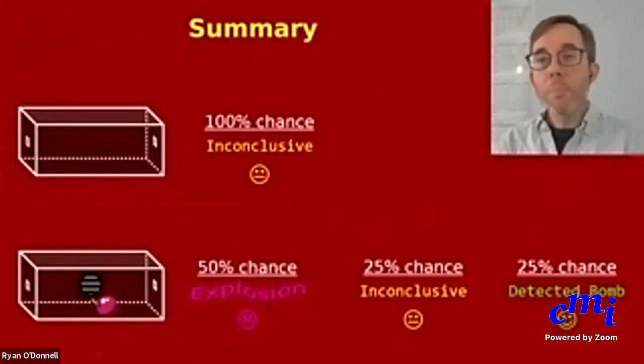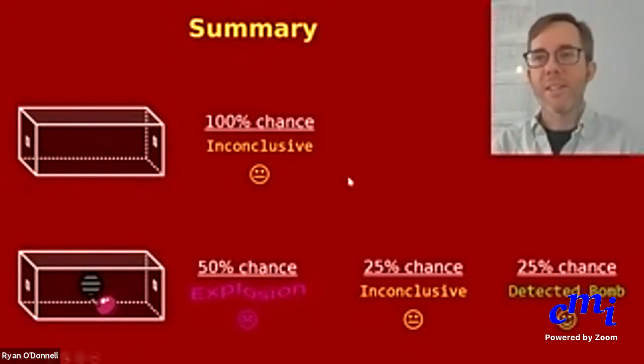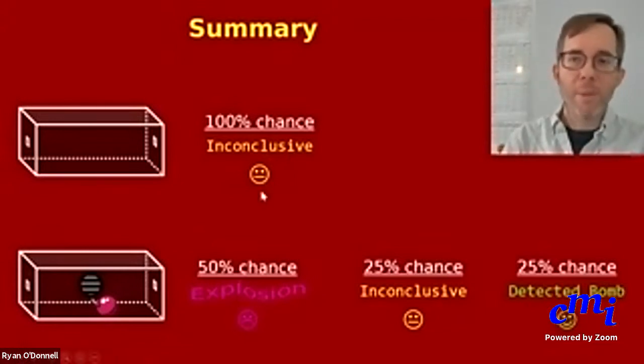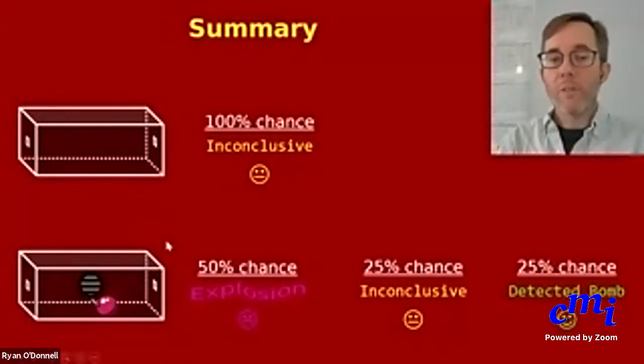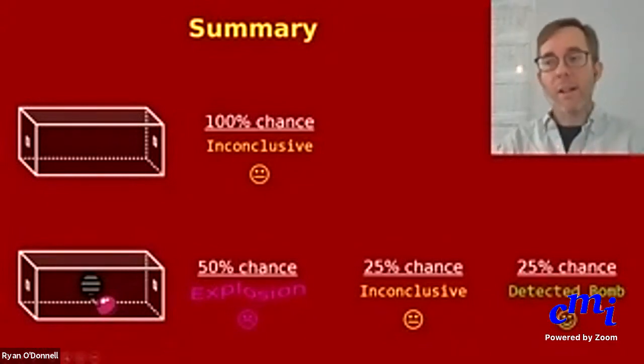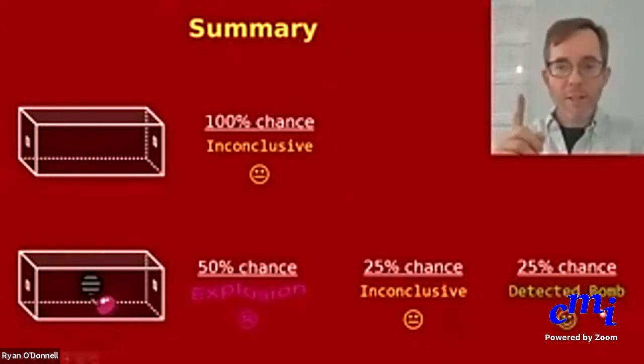Okay, so the summary of this kind of algorithm, which is not the final version of the algorithm, but it's something, is this. If the box is empty, then there's a 100% chance the final output will be inconclusive, which is kind of the meh outcome. If the box has the bomb, then there's a 50% chance that you explode, which is certainly bad. And then there's a further 25% chance that your program will output inconclusive, which is also kind of meh. But there's a 25% chance that it'll output, oh, there's a bomb in the box. And this is kind of cool.